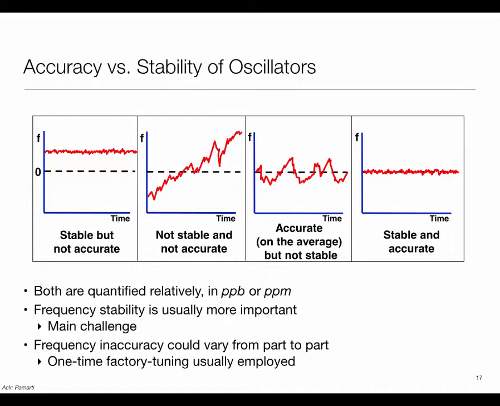Just to reinforce the point, this is showing stability versus accuracy. This is a clock which is stable, but inaccurate. This is a clock which is neither stable nor accurate. This is a clock which is accurate. It's hovering around the nominal frequency, but it is not very stable. And this is a clock which is stable and accurate. What you really want, through a mix of software and hardware techniques, is to be on the right hand side there. A confusion which often comes is that both these parameters of a clock, how stable it is and how accurate it is, get quantified in terms of ppb and ppm, but they are different things.